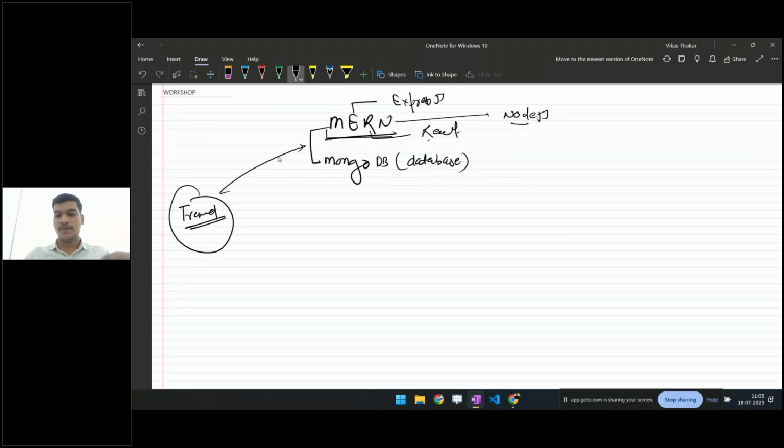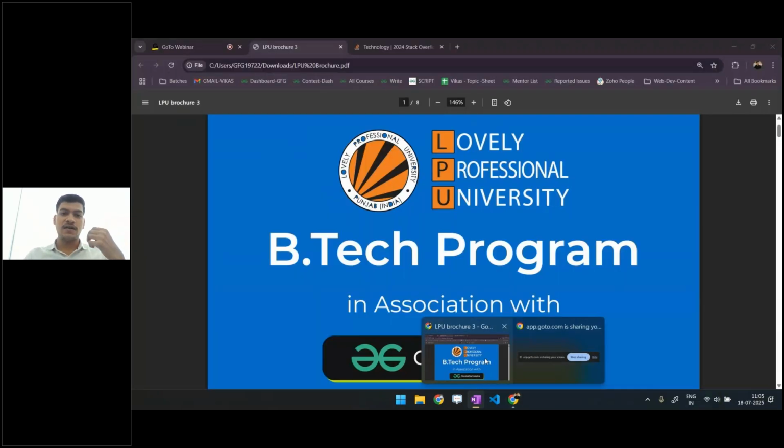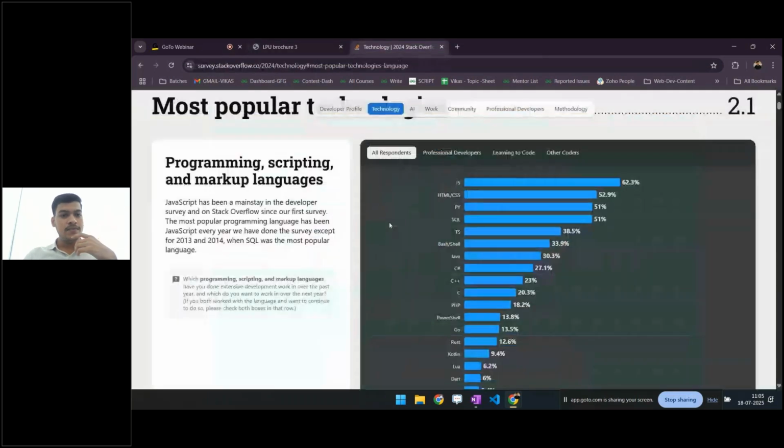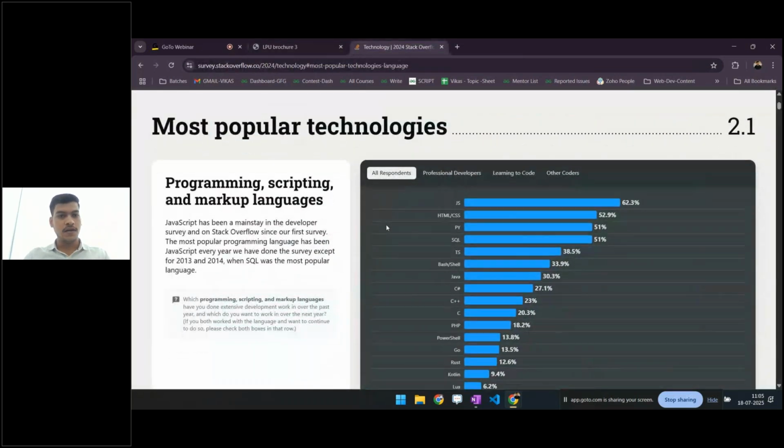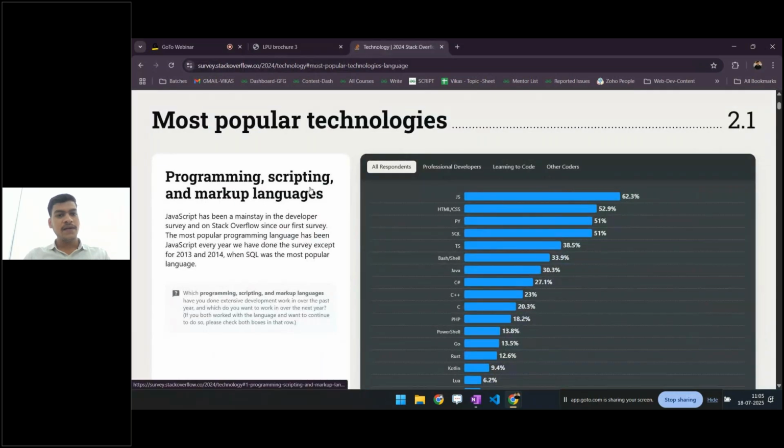For that purpose, I'll directly show you one stat. I'll not pick the stat, I'll just show you the stat from one tab. I have kept it already open for you guys. I searched for Stack Overflow's most popular technologies. Stack Overflow is a website that, if you don't know, is a kind of god for developers.